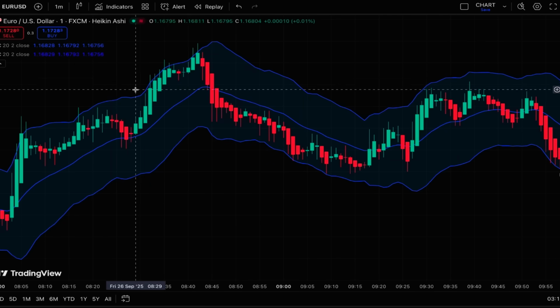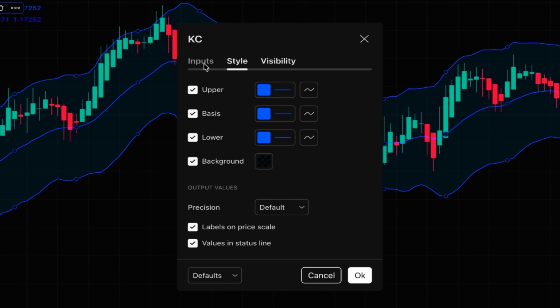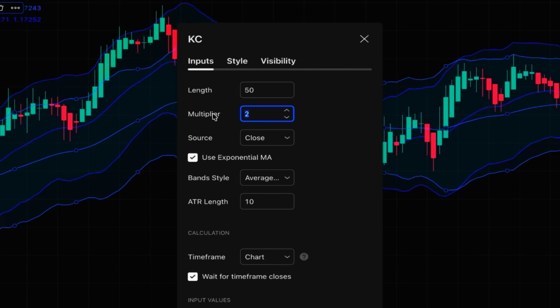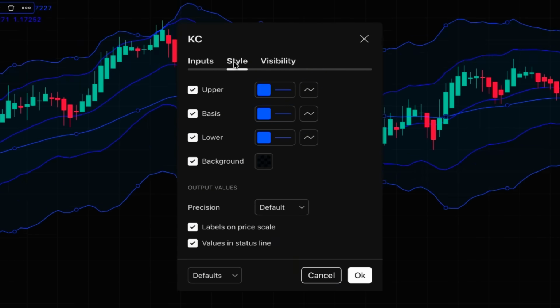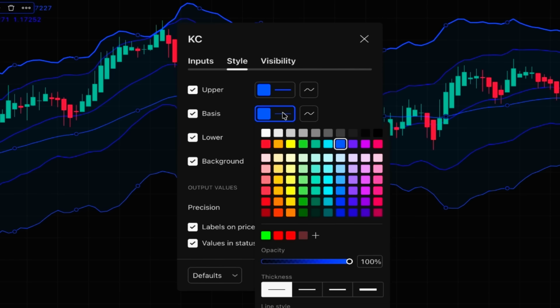For the first Keltner channel, we go to the settings of the indicator, and here in the inputs tab, for the length we set it at 50, and for the multiplier we set it at 3.75. And then in the style tab, for the colors, blue is okay, and we just increase the thickness of the line so it will be better visible on our price chart.